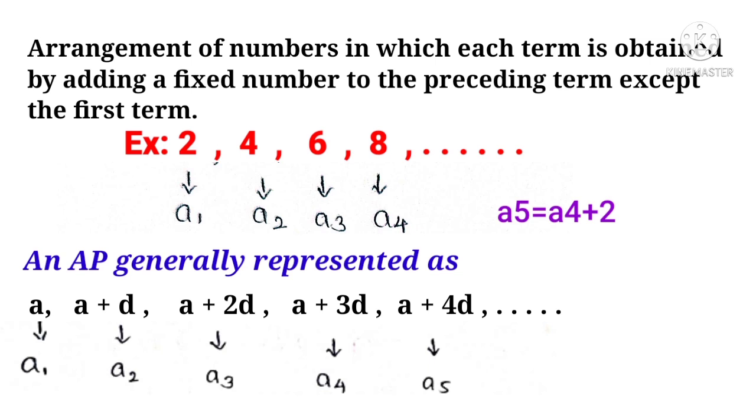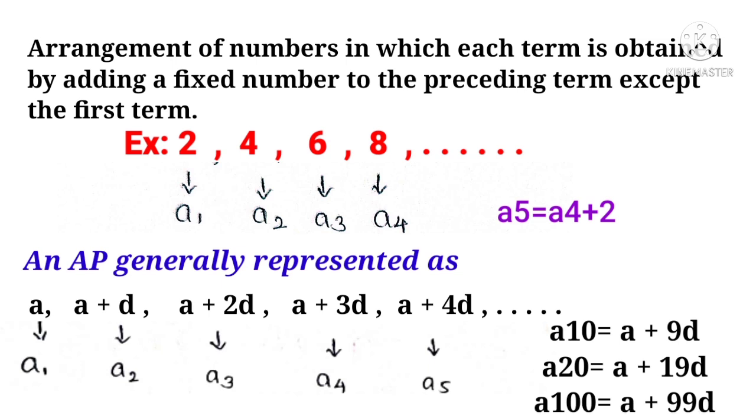So A is common for all the terms, but there is a difference in the D. Whenever you have 2, you have 1D, whenever you have 3, you have 2D, whenever you have 4, you have 3D, whenever you have 5, you have 4D. Similarly, with this pattern, you can easily identify any term of an AP. You can write A10 as A plus 9D, A20 as A plus 19D, A100 as A plus 99D.